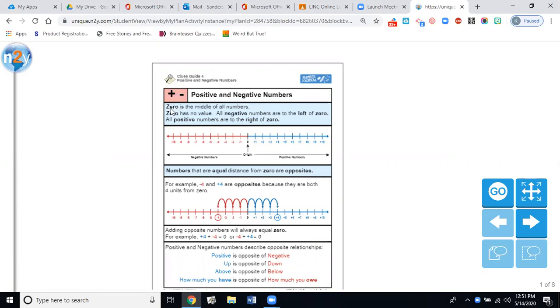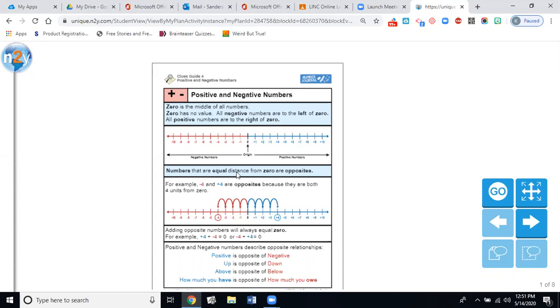Okay. 0 is the middle of all numbers. Right here, that's our origin. You see it in black, that's 0. 0 has no value. All negative numbers are to the left of 0. Here's our 0. All of these numbers to the left with the negative sign in front of them, those are the negative numbers. All positive numbers are to the right of the 0. Here's our 0, and every number has that positive sign in front of it. Those are your positive numbers.